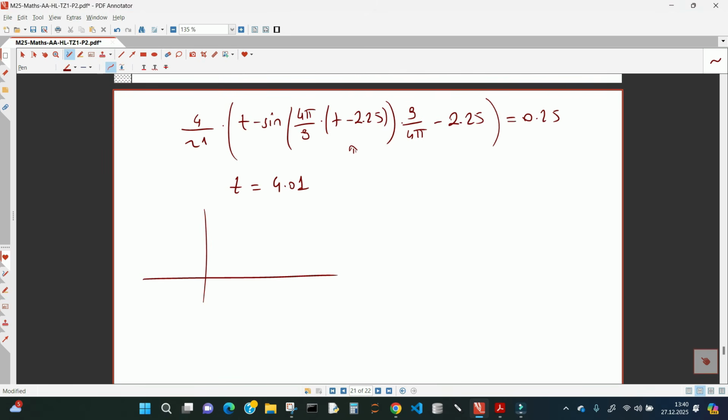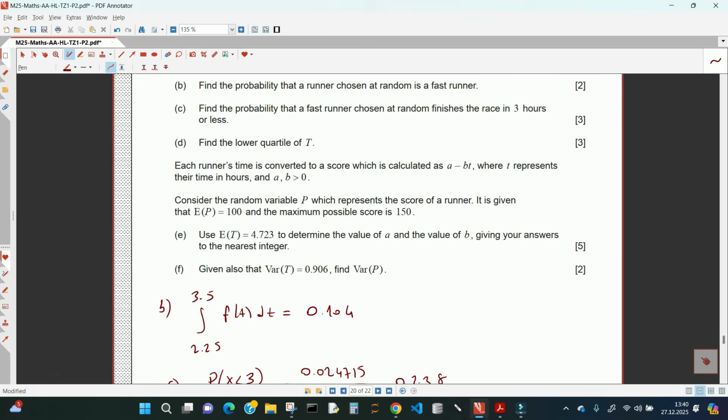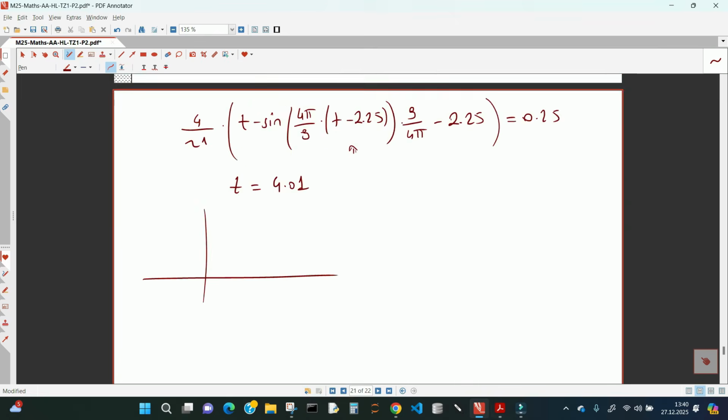In this case, you can just mention that you found it from the graph by drawing the graph, and t was somewhere here. Yeah, you found this intersection point, right?